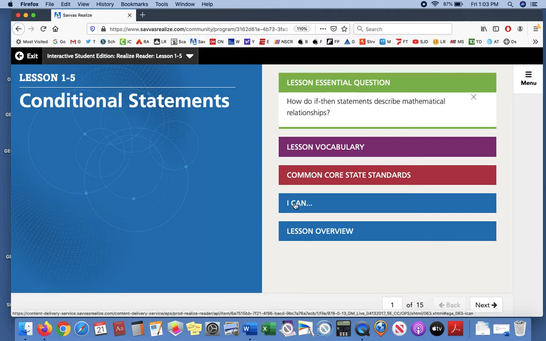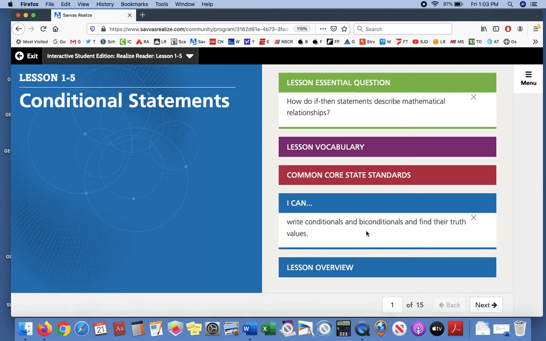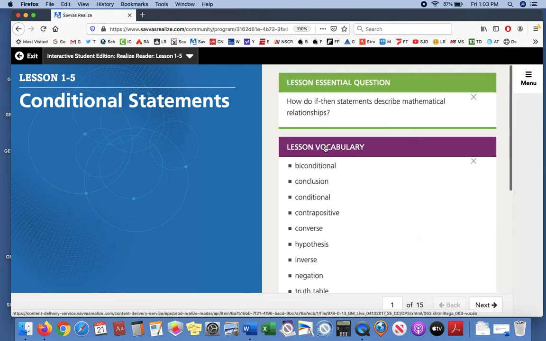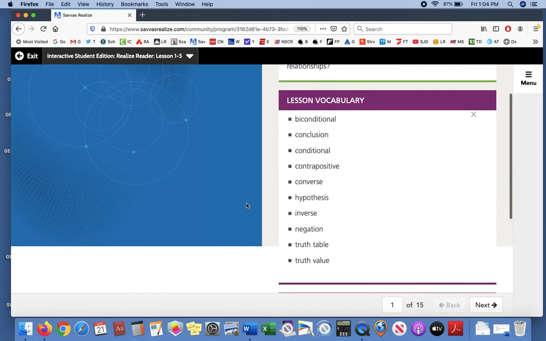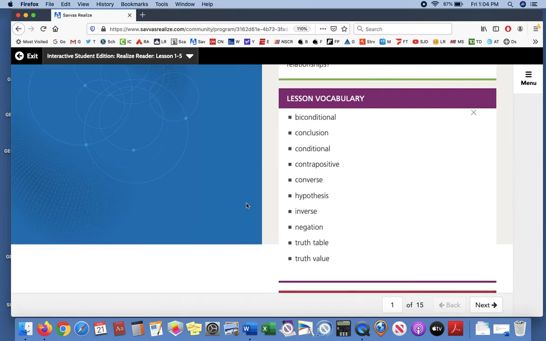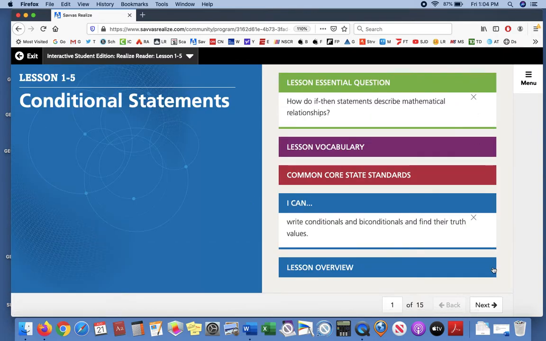In the end, you're going to be able to write conditionals and biconditionals and find their truth values, and the vocab is quite extensive for this section. Biconditional, conclusion, conditional, contrapositive, converse, hypothesis, inverse, negation, truth table, and truth value. Let's jump right to it.